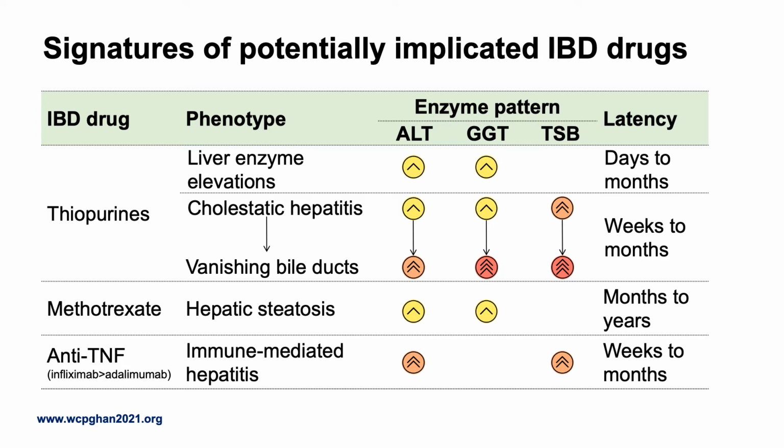The second signature of thiopurine is more serious. This liver injury starts as cholestatic hepatitis, but sometimes progresses to the vanishing bile duct syndrome, with a complete loss of intrahepatic bile ducts.